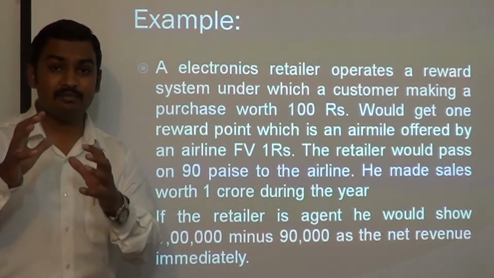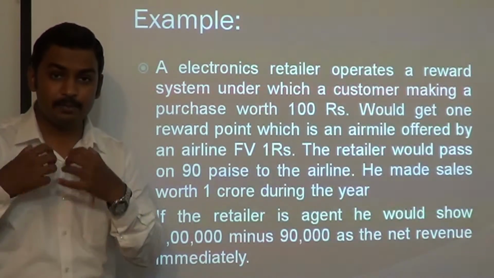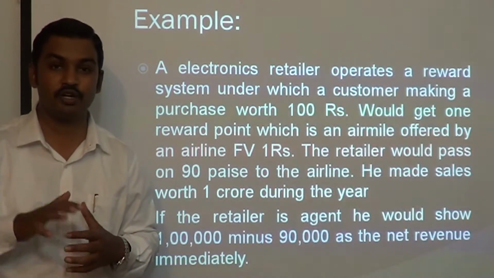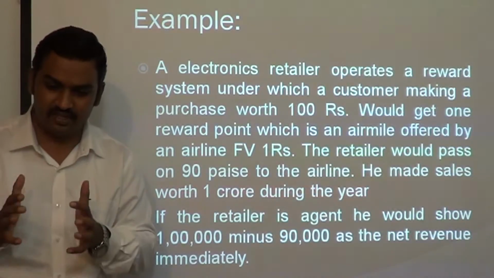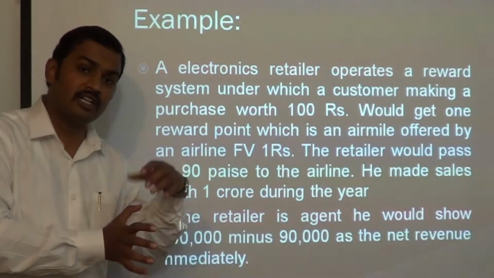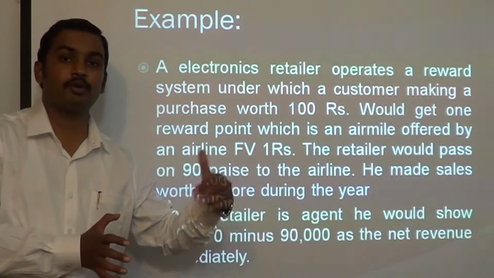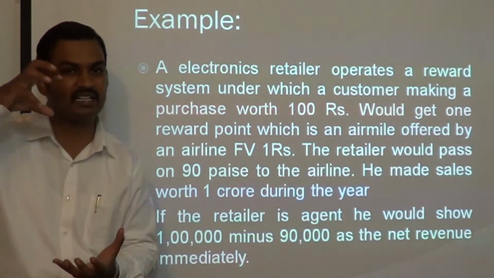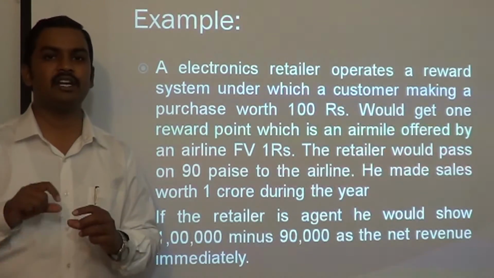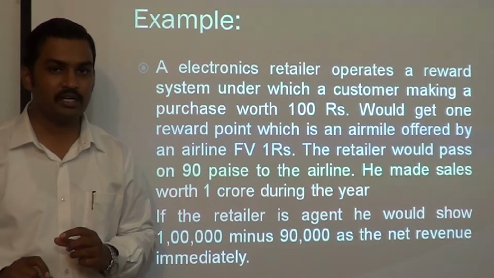But suppose I am collecting the money as a principal, that means I retain the principal liability to provide the reward in exchange for these points. In such cases, the entire 1 lakh will be shown as revenue in my books, and I would also have to provide for 90,000 that is payable to the airline company for providing these services to the customer. So if I am collecting the money as an agent, 1 lakh minus 90,000, a net revenue of only 10,000 will be booked in my accounts immediately.